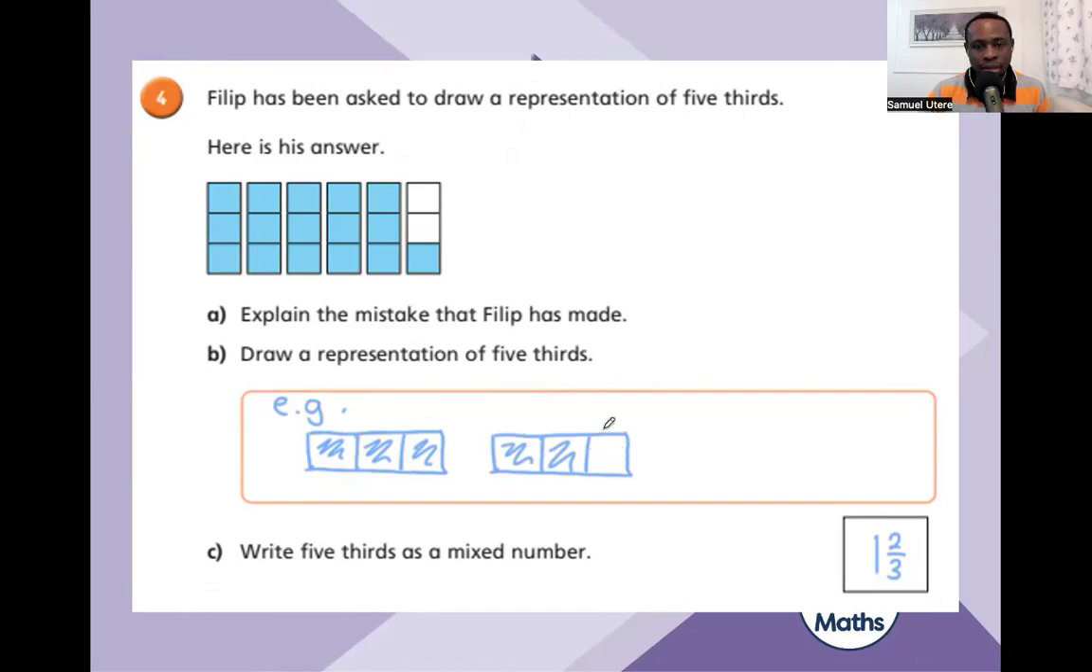That's correct. But also, to get 5/3, you'll have to have 3/3, which is a whole, plus 2/3. So 3/3 means shading the whole 3, which is 1, the whole, and 2/3, which is this one. And then you're asked to write 5/3 as a mixed number, and you can see it here: a whole and 2/3.